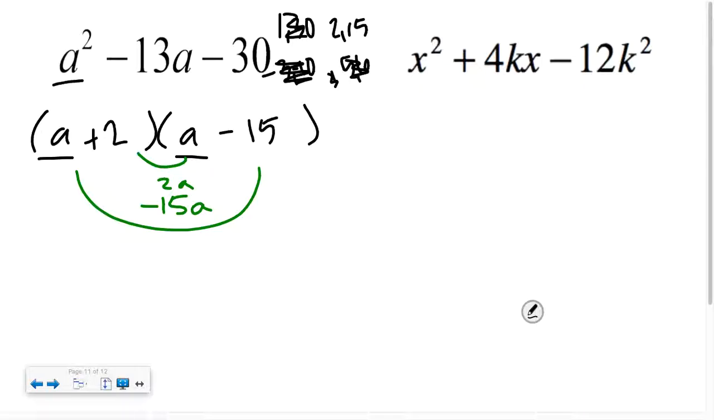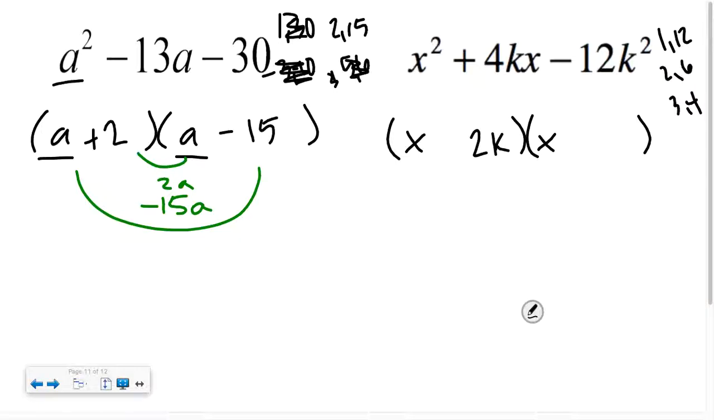Last one. X squared plus 4kx minus 12k squared. So you're going to have two variables in this one. Do I have any GCFs? No. What about my signs? Same or different? They're going to be different. I'm not going to put them in right away. I know the first ones have to be x and x. 12. 1 and 12. 2 and 6. 3 and 4. Have to combine to make 4. 2 and 6. So one's going to be 2k, the other one will be 6k, so then I get that k squared.